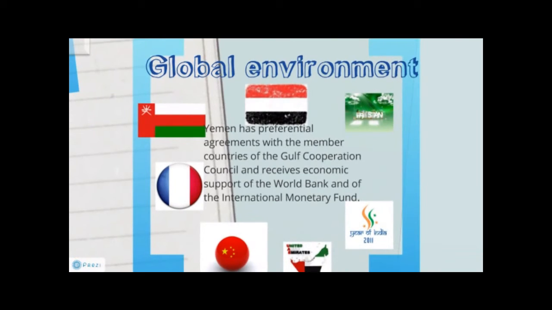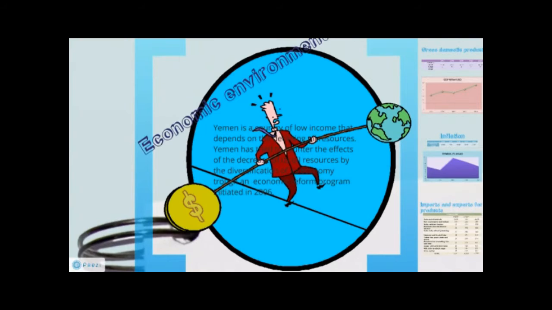The global environment. Even though Yemen doesn't belong to the World Trade Organization, it has different treaties which have been mostly developed with its neighbors. Yemen has preferential agreements with countries that are members of the Gulf Cooperation Council and receives financial support from the World Bank and International Monetary Fund. Also, it is a member of the Arab Monetary Fund, the Islamic Development Bank, Multilateral Investment Guarantee Agency, and the World Customs Organization. Now the economic environment.